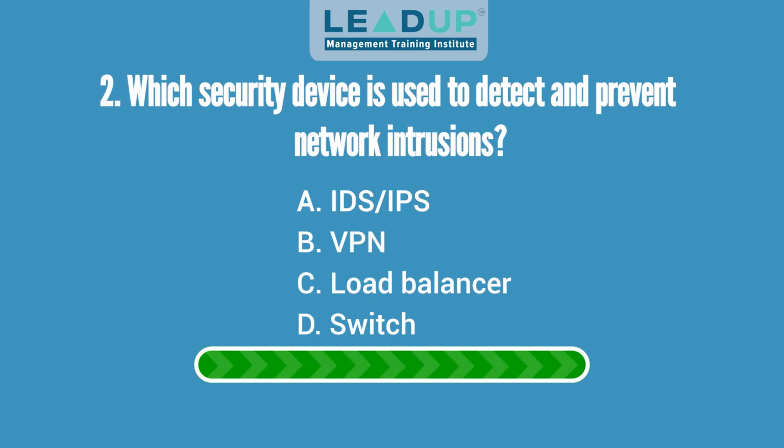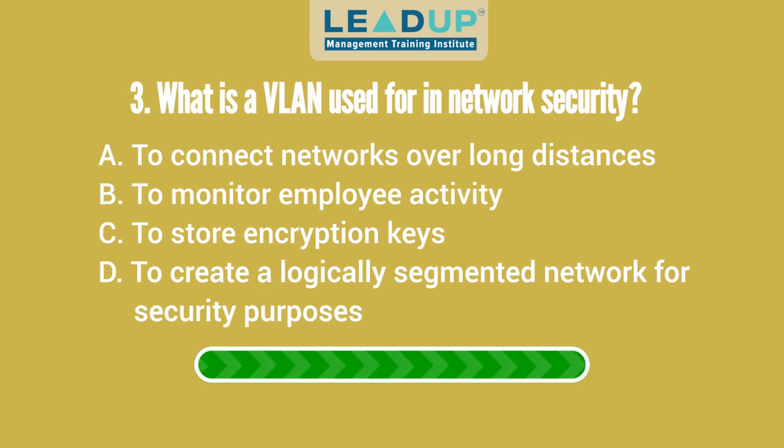Question 2. Which security device is used to detect and prevent network intrusions? A. IDS/IPS, B. VPN, C. Load balancer, and D. switch. Answer: IDS/IPS. Question 3. What is a VLAN used for in network security?